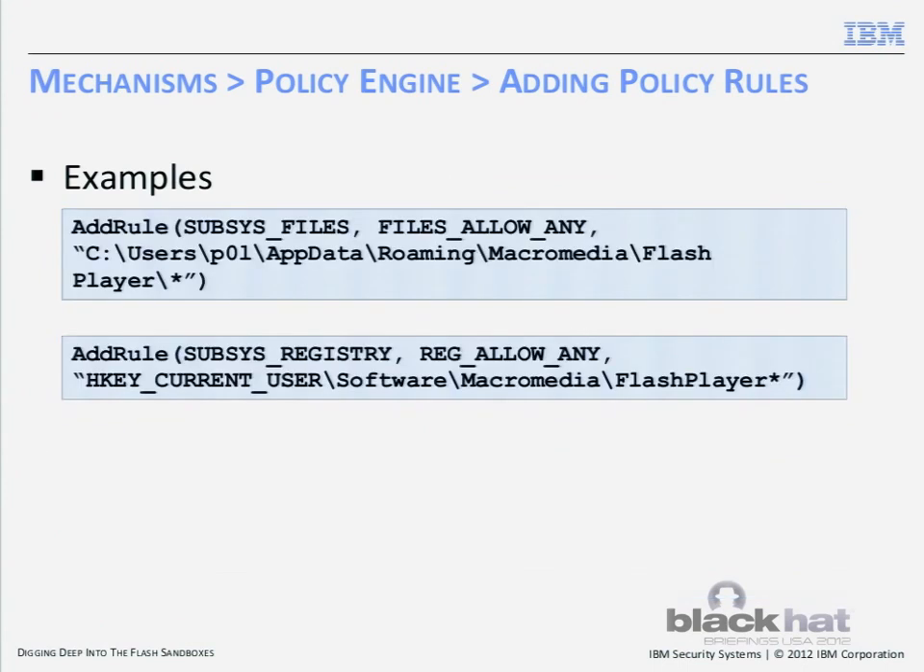So here are some examples of an add rule call. The first example can be found in Firefox Flash, and it basically gives the sandbox process full access to any file in the folder in the pattern argument. The next example will give the sandbox process registry read and write access to any key that starts with a string.